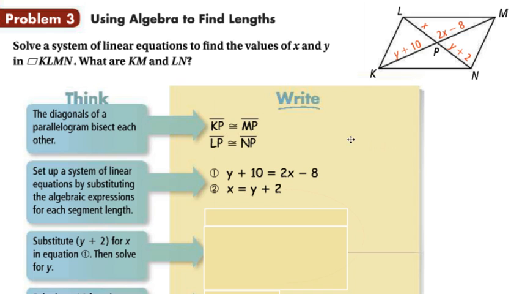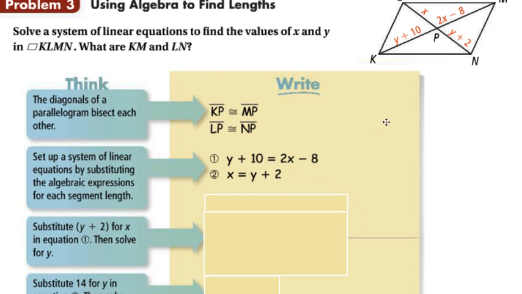So then what we want to do is go ahead and substitute in the algebraic expressions for those different variables. So the two equations that we can write are y plus 10 is equal to 2x minus 8 and x is equal to y plus 2. So we have two equations and two unknowns, so we should be able to go ahead and solve that system of equations, finding what x and y are equal to. And then once we know what x and y are, we can find the lengths of the diagonals.